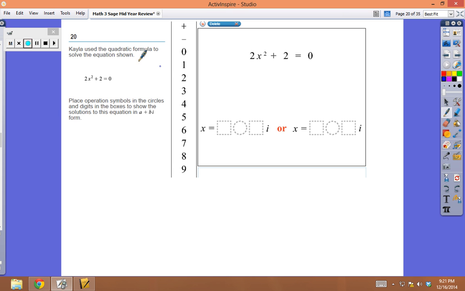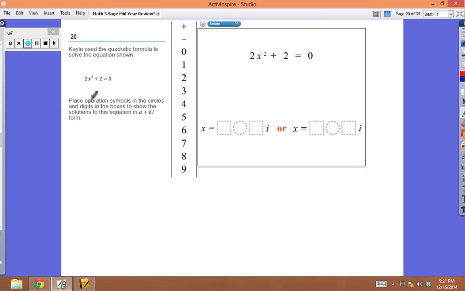20. So Kayla used the quadratic. Let's solve it. Let's solve for x. X equals, so I am missing the bx. If you're missing the bx, just undo the operation. So I'm going to undo plus 2. I'm going to minus 2, minus 2.